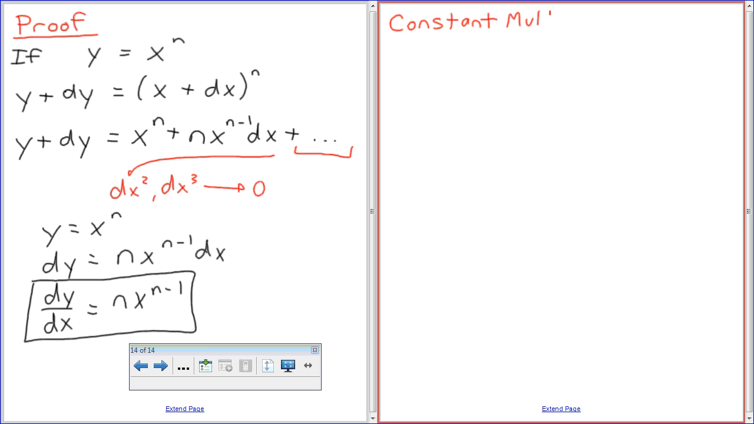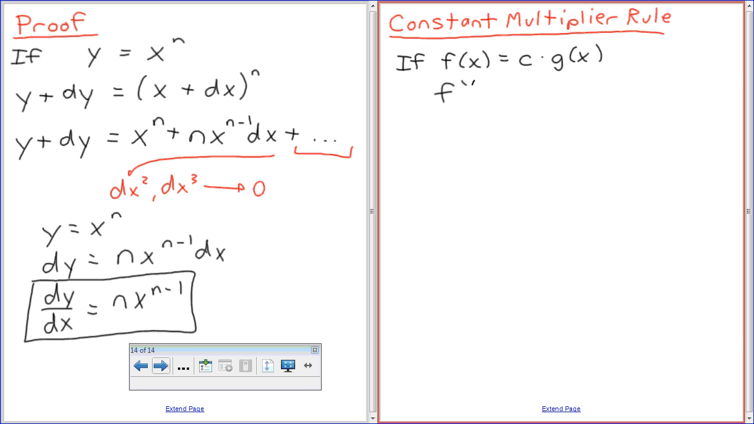Constant multiplier rule. If f of x equals c times g of x, then f prime of x equals c times g prime of x. So all they're saying is if you have a number in front of something with an x, the derivative can be taken and you can bring the constant outside.